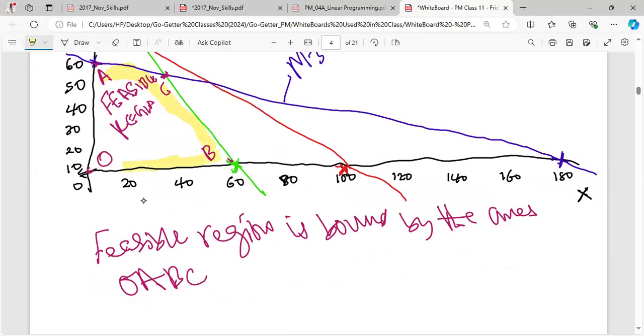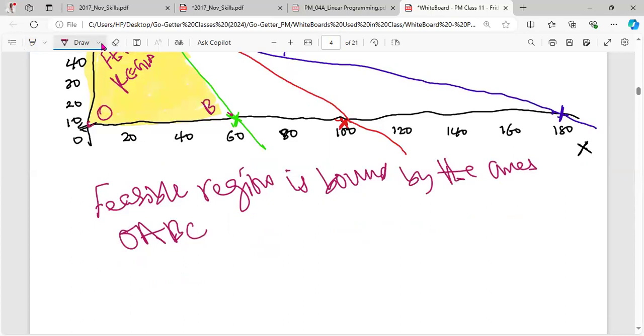Everything here, this side is a feasible region. Feel free to shade if you feel like. So that's our feasible region. Okay. When we are done shading, we will now start the main thing.